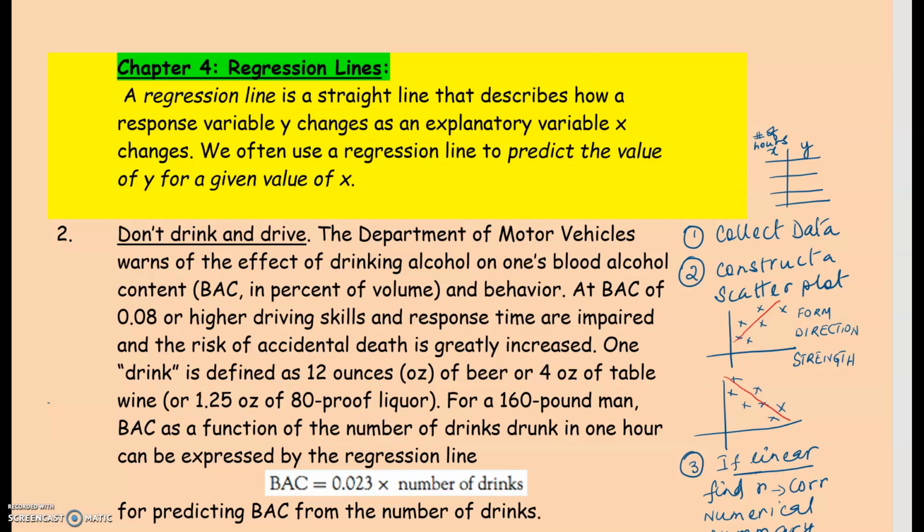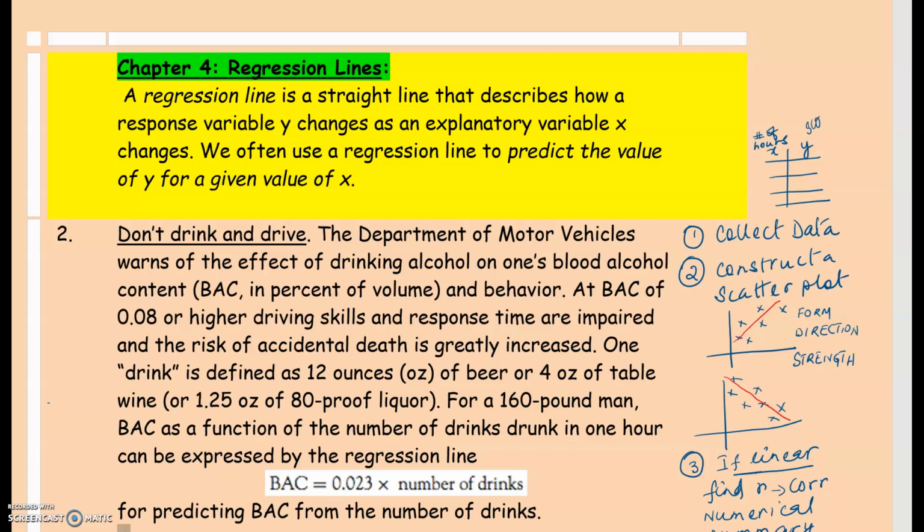Now, first, let's quickly review what we studied in Chapter 3. If you're trying to find the relationship between two variables, I'll just take a quick example so it's easy for us to understand. Let's just say the number of hours that you spent studying for your final exam and your score out of 100, right?